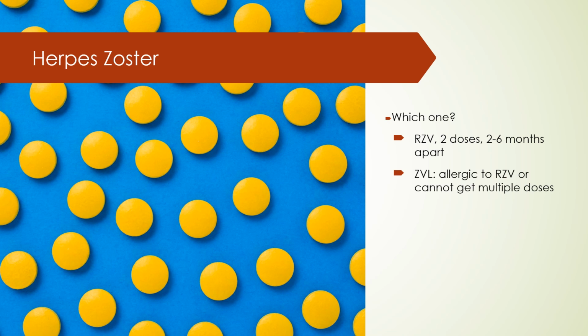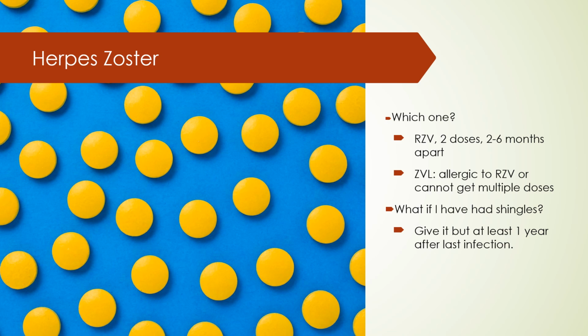That's going to be a 2-dose vaccine, 2 to 6 months apart. Or we can give the live version of the vaccine with people who are allergic to the recombinant version or people who just won't receive the multiple doses. And what do you do if they've had shingles in the past? Well, you give it to them, but usually within 1 year after last infection, because it's said that they are usually covered from that last infection for about a year.